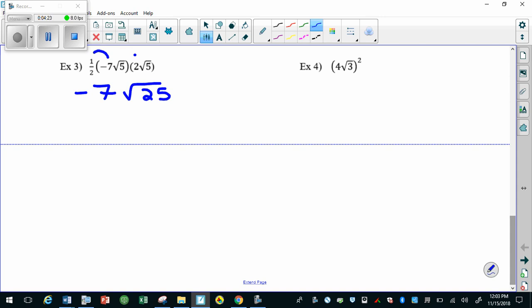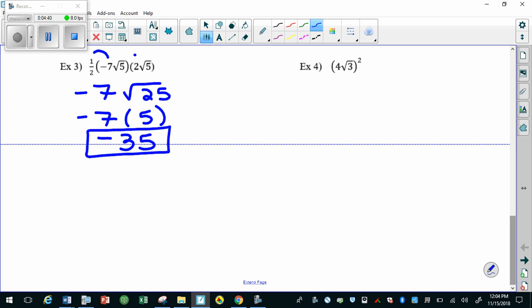Okay, so what is radical 25 then? Can we simplify that? And we can. That's actually going to be 5. So your final answer there should be negative 35. Number times number times number, radical times radical, and then simplify.